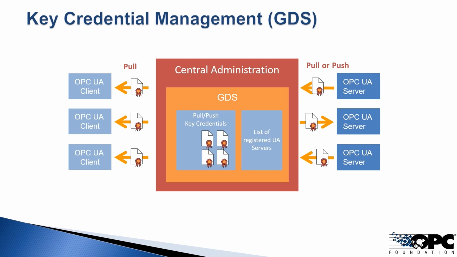As you can see, the picture of the key credential management looks strikingly similar to the certificate management, and in fact there's a lot of parallels here. We have a push and a pull model, so clients typically will pull their key credentials from the central administration, and servers will typically have the key credentials pushed to them. And again, it can be managed in a central location through the GDS, with fine-grained control over which particular applications get which particular credentials pulled or pushed to them.